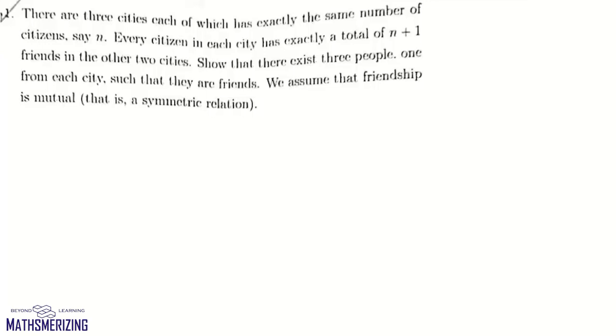Today we'll discuss ISI's 2021 BStat BMath UGB paper, and the first question is, there are 3 cities, each of which has exactly the same number of citizens, say n. So suppose we have 3 cities, say C1, C2 and C3, and each of the cities has n citizens.